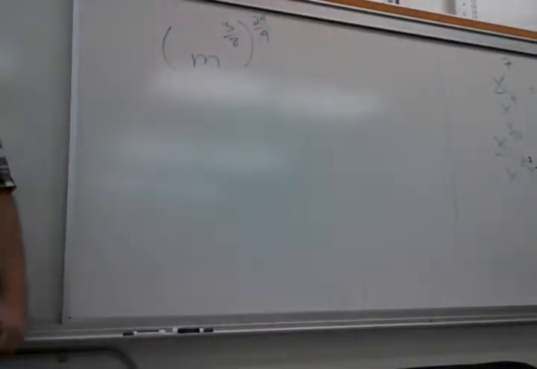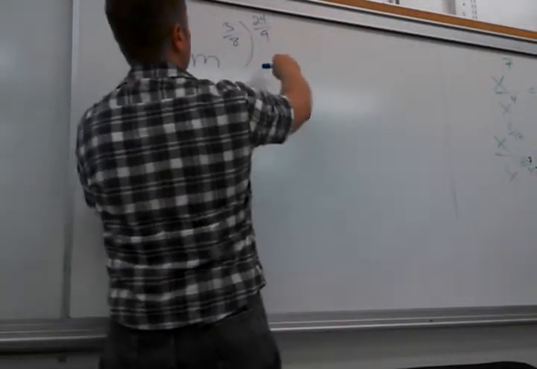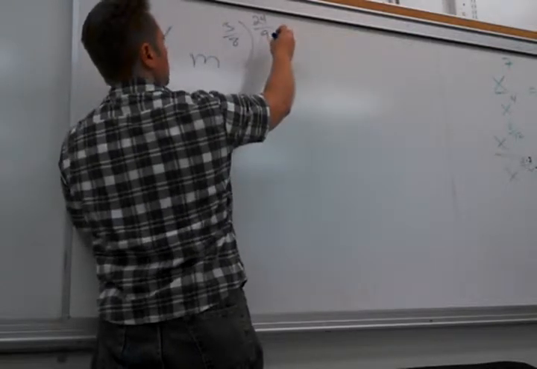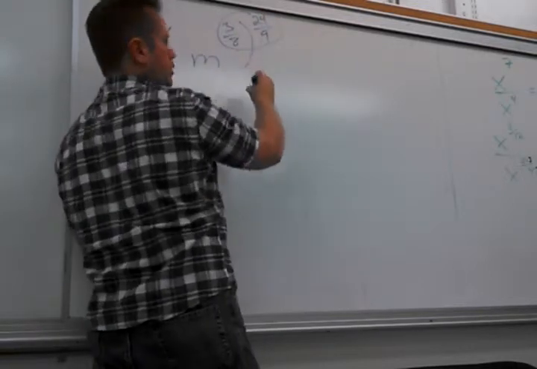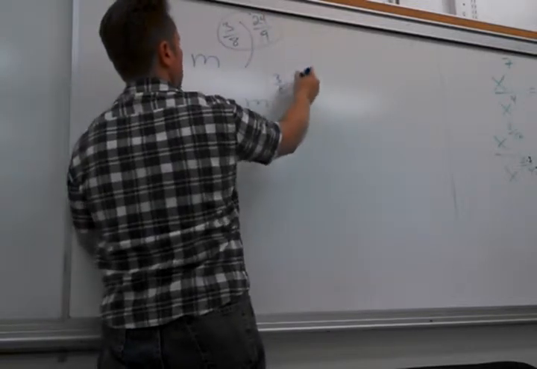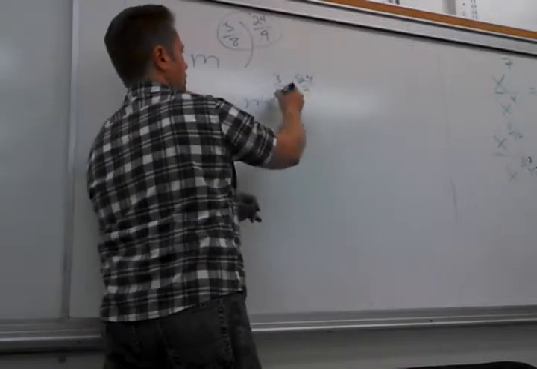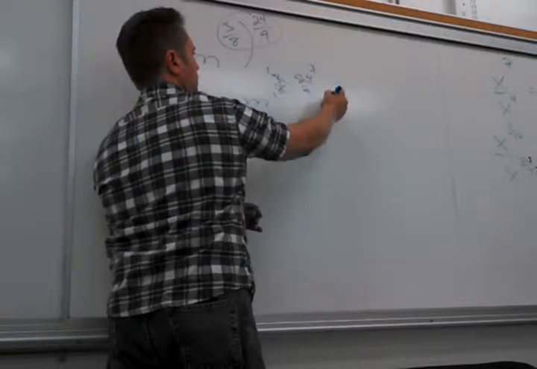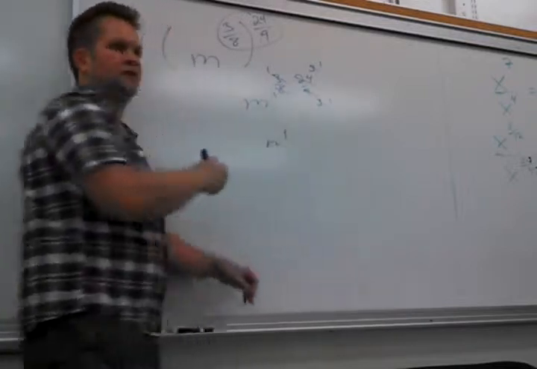Okay, can you reduce it? Yeah, you can. 3 and 9. Can you do that? So in general, what are you supposed to do with these powers? Multiply. So it's just going to be 3/8 times 24/9ths, and then you start going to town. 8 goes into 24 3 times. 3 goes into 9. 3 goes into 3. So you get m to the 1.